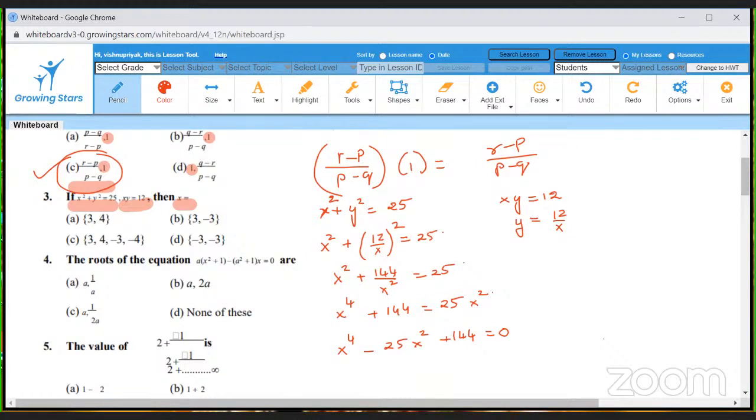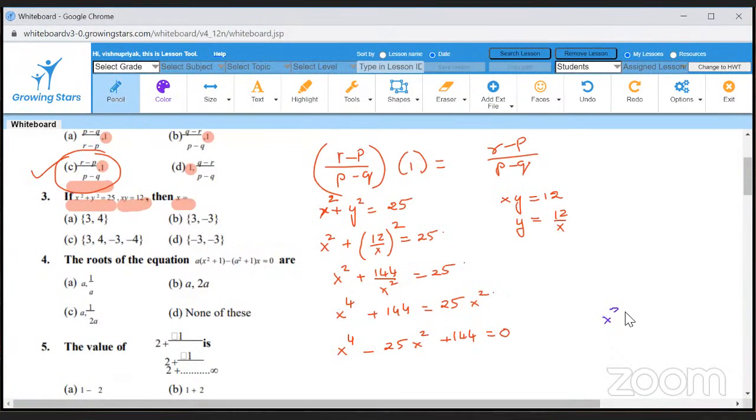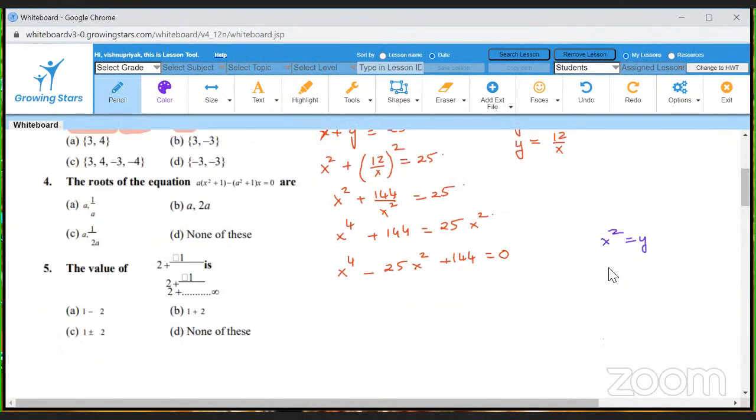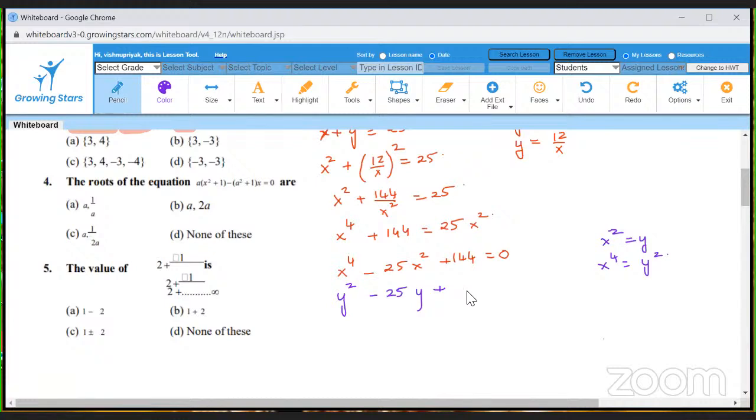Actually, this is not looking like a quadratic equation. You may think it is a quartic equation. But if you want, you can make it a quadratic equation very easily. What to do? Put x square as y. That means x power 4 will be y square. So write y square minus 25 times y plus 144 equal to 0.